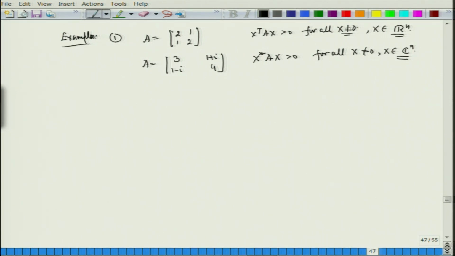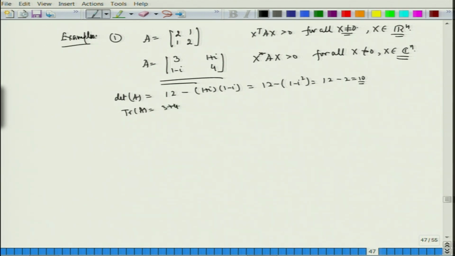Whatever you want to see, you can do it. Fine. And how do I check this part? So let me check this part for you. Let us look at the eigenvalues of this matrix. So I want to look at the determinant of A. Determinant of A is 12 minus (1 plus i) into (1 minus i), which is 12 minus (1 minus i square), which is 12 minus 2, which is 10. Fine. And trace of A is 3 plus 4, which is 7.